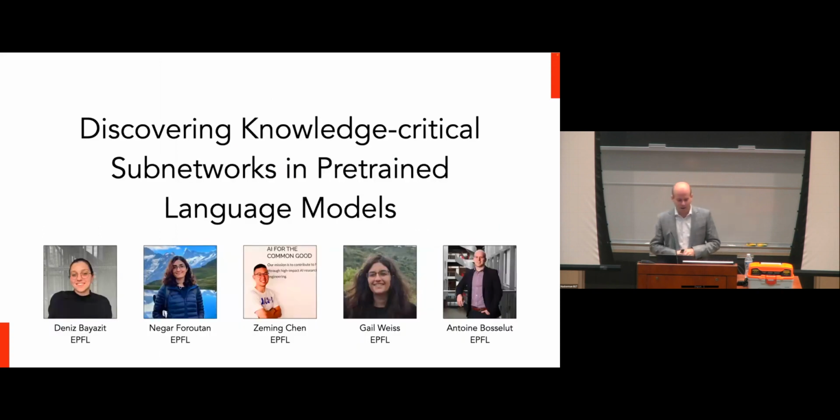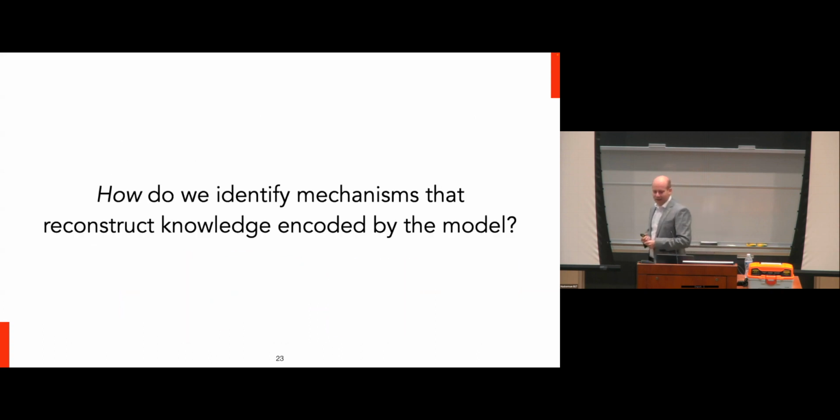So diving in, the first paper I'm going to talk about today is one that was on arXiv that a few people have brought up to me already. So thanks for reading. It's called Discovering Knowledge Critical Subnetworks in Pre-trained Language Models. This is work by my student Dennis, along with Nagar and Eric, and my postdoc Gail. I did a bit of work on it as well, very few though. But essentially, this paper tries to answer the question of how we can identify the mechanisms that reconstruct knowledge that is encoded by the model.